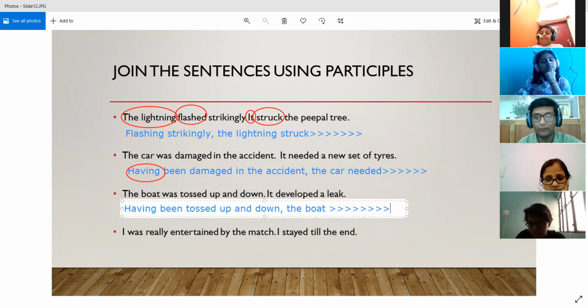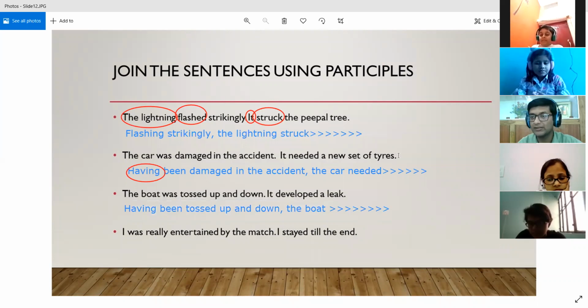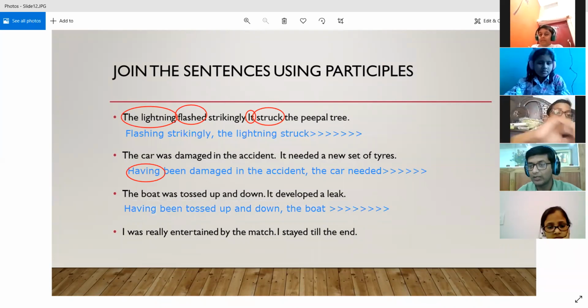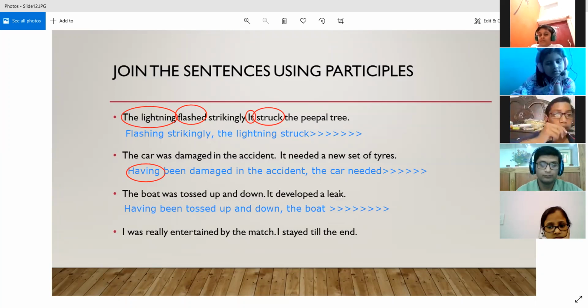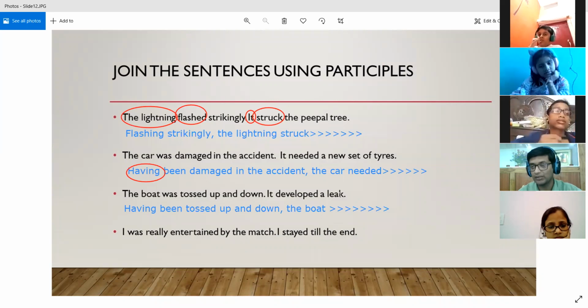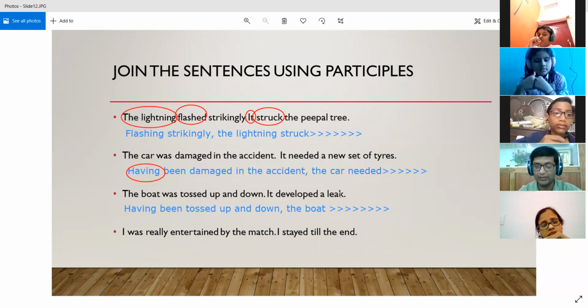All right. One more sentence we are going to do in this exercise. Yes, Rishi. The entertaining match stayed till the end. What did you say, Rishi? I was really entertained. I stayed till the end. There was no I present. It means that the entertaining match stayed till the end.